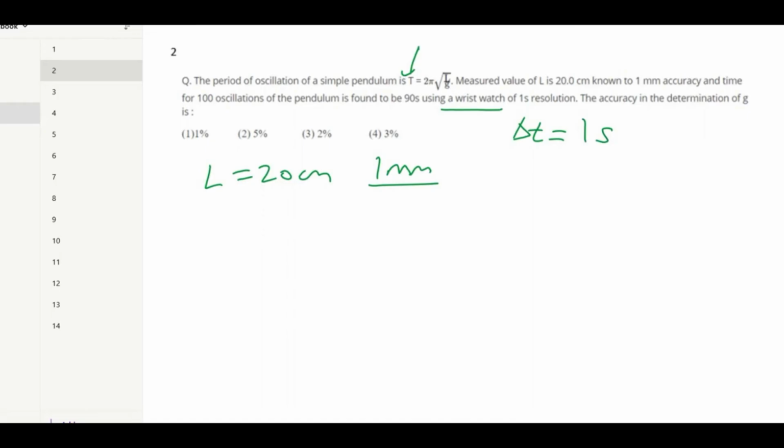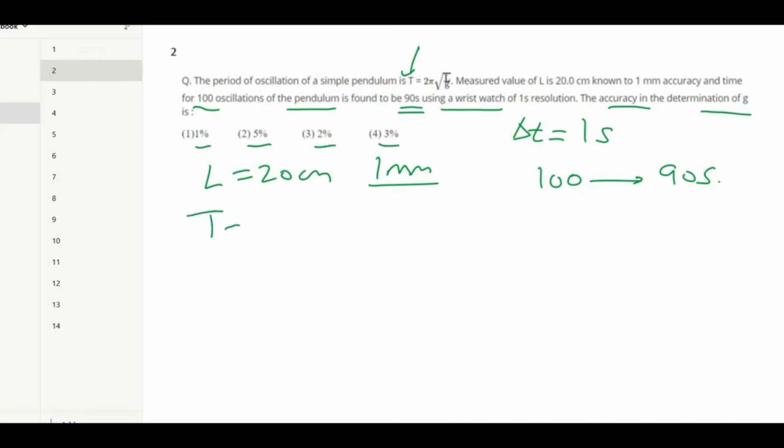And what we are doing is taking 100 oscillations of the pendulum, and the total time is found to be 90 seconds, which means for 100 oscillations the total time taken is 90 seconds. If we need to find the time period of one oscillation, that would be 90 divided by 100. But let's see how to solve this question now. We have to find the accuracy in the determination of g. If you look at the options, we need the percentage error in the measurement of g.